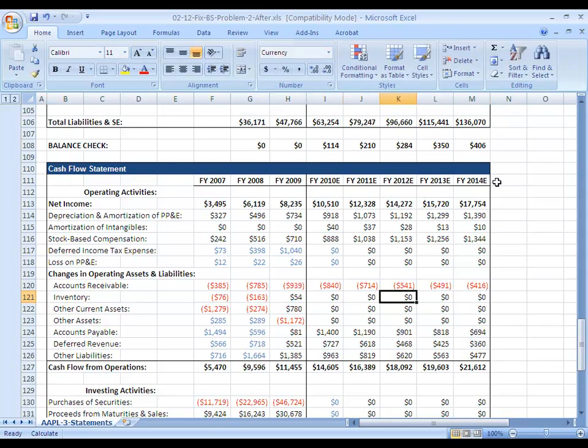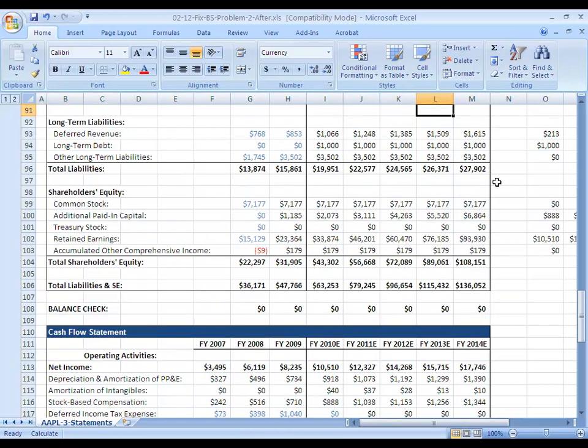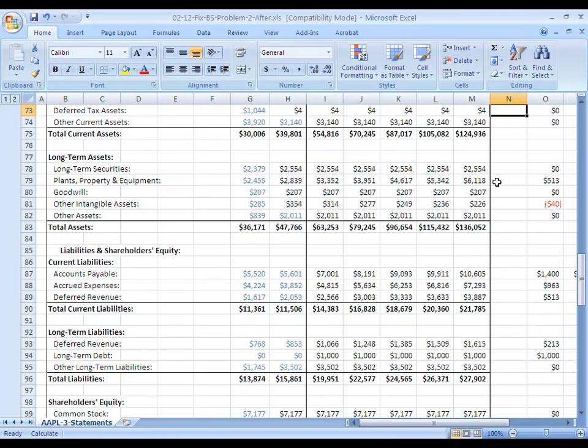So in this case, our fix is actually very straightforward. All we're going to do is take this formula for 2009 and just copy it across like that. And now we see that our balance sheet balances correctly because it's 0 in each year from 2010 through 2014. So now this is balanced correctly and our exercise is complete.